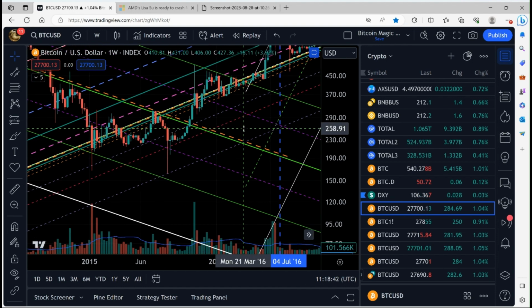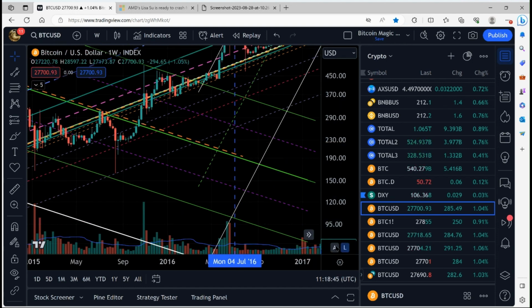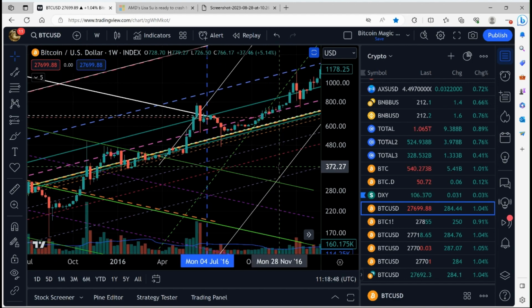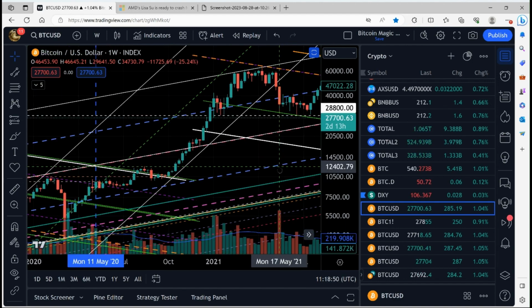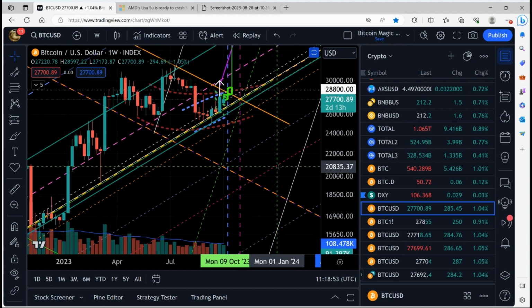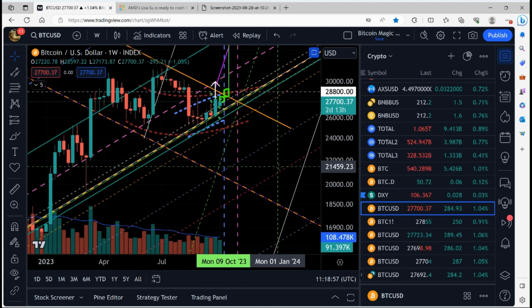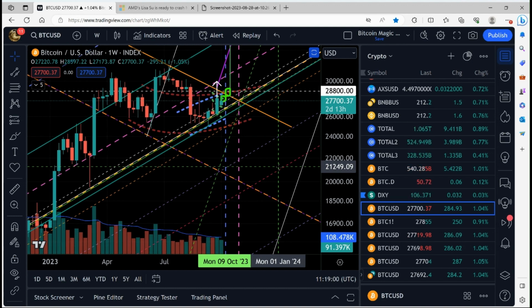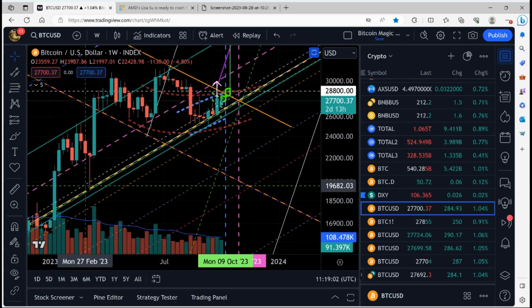Now, why are those lines important? Because, with hearing all the doomers and gloomers speak, it's good to have a worst case scenario. And ultimately, we don't want to go below this 19,600. This went down in March. And in no way do I think this is going to happen.